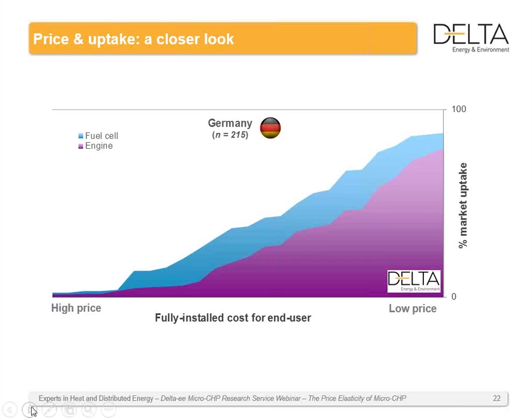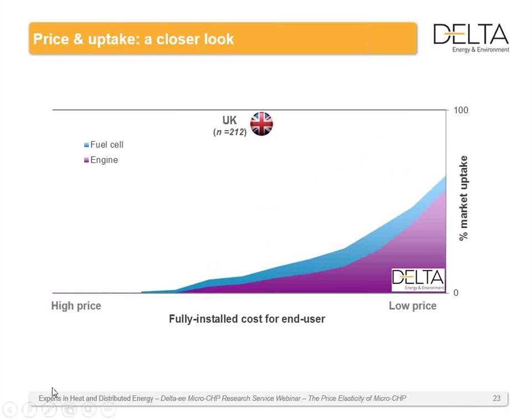Thanks, Andy. So that's Germany, as you know, the most successful market for micro-CHP outside of Japan. This is the response that we received from our 212 respondents in the UK. Again, this is the target market for micro-CHP: higher earners, people who own their own home, not a flat, so they're not impacted by a lack of physical space to install a micro-CHP unit.